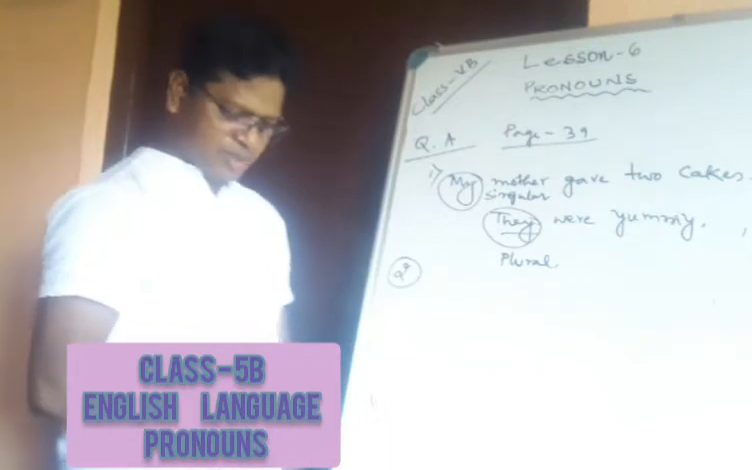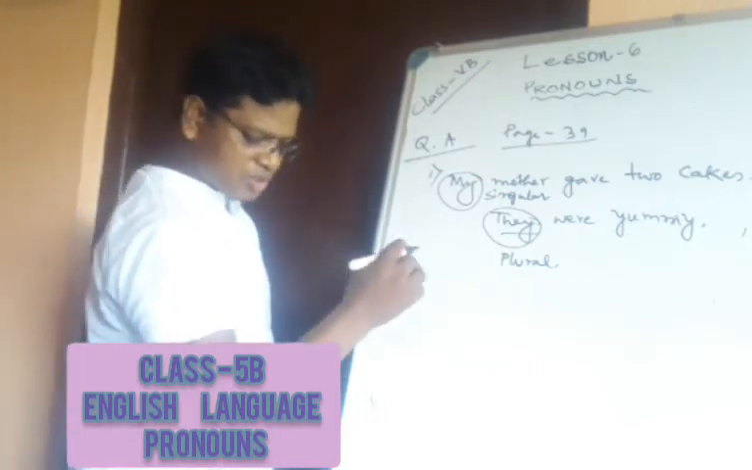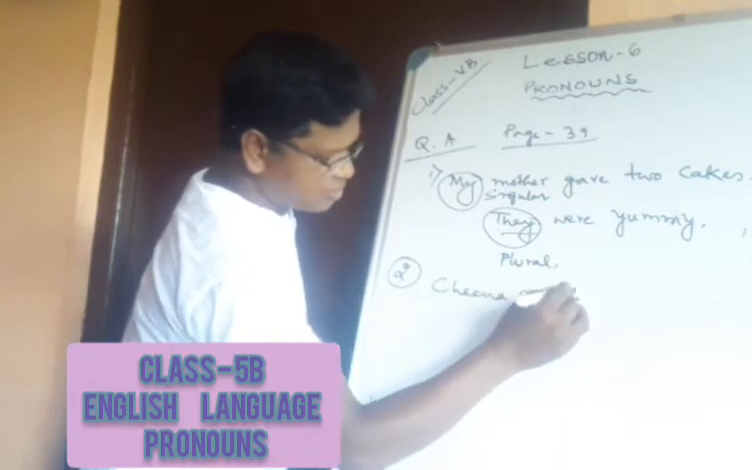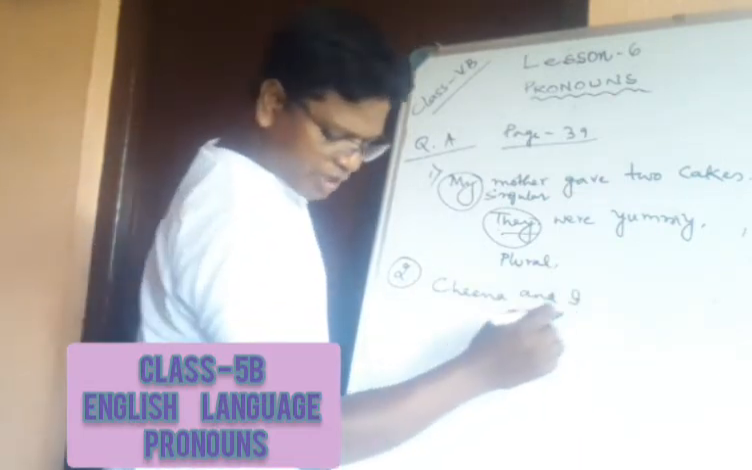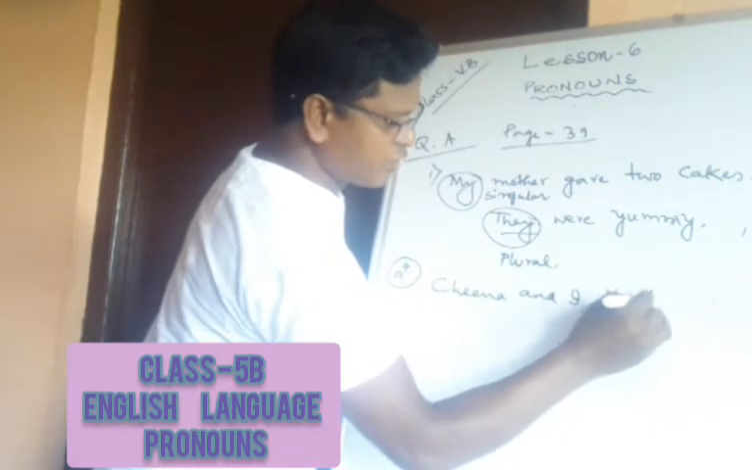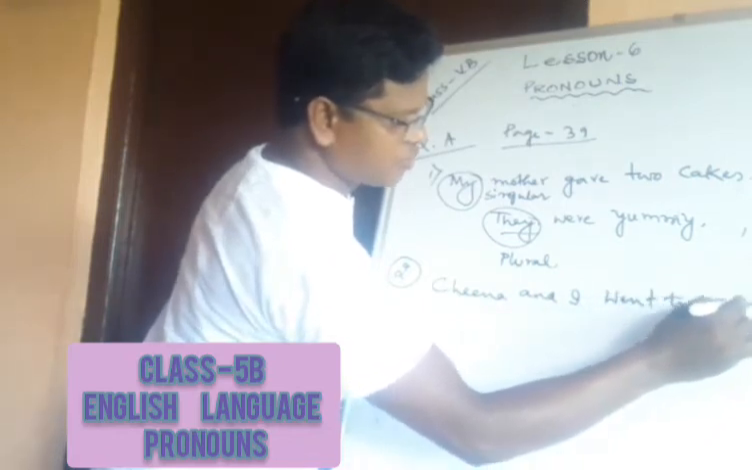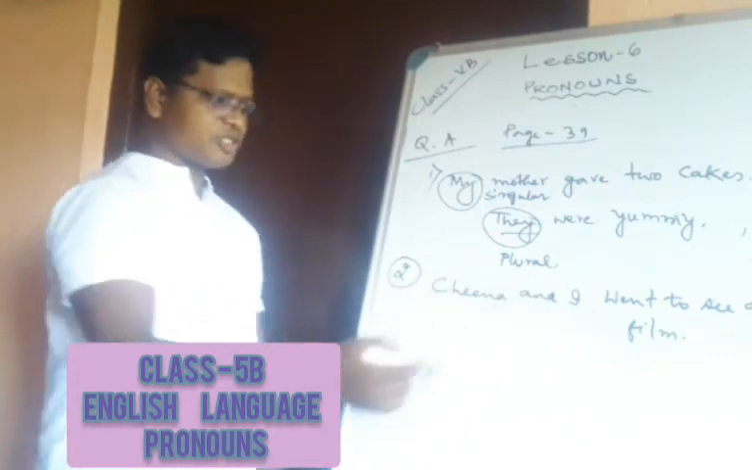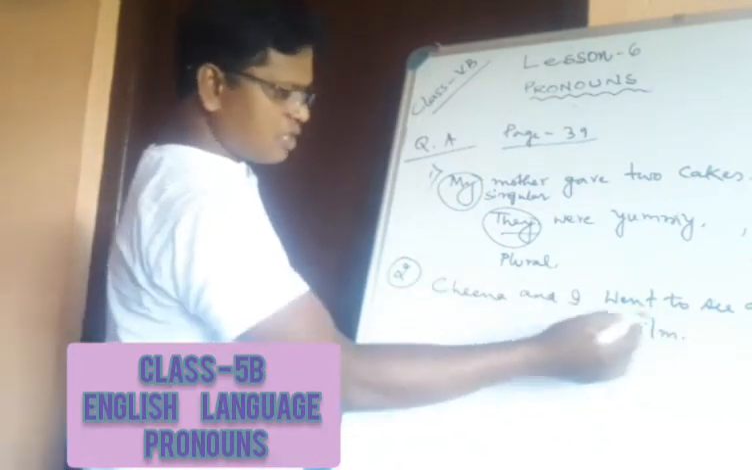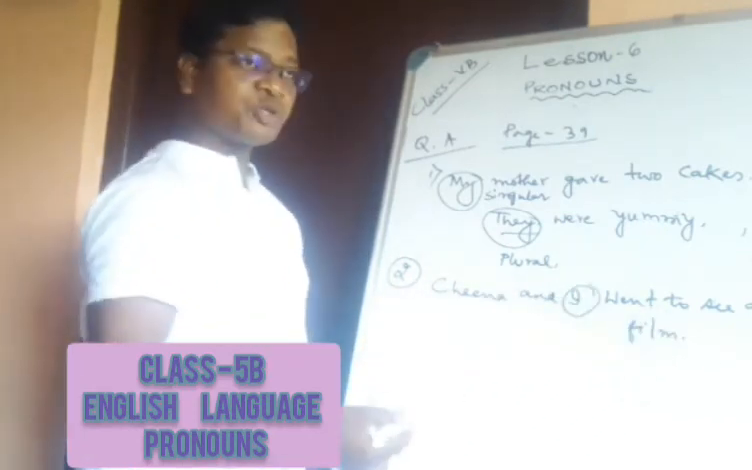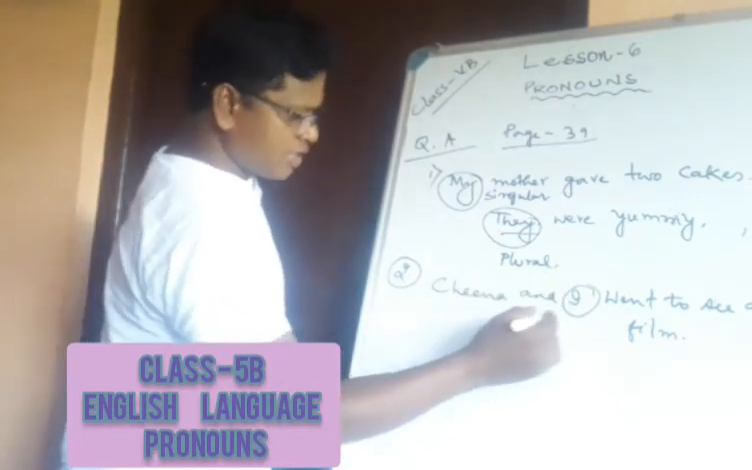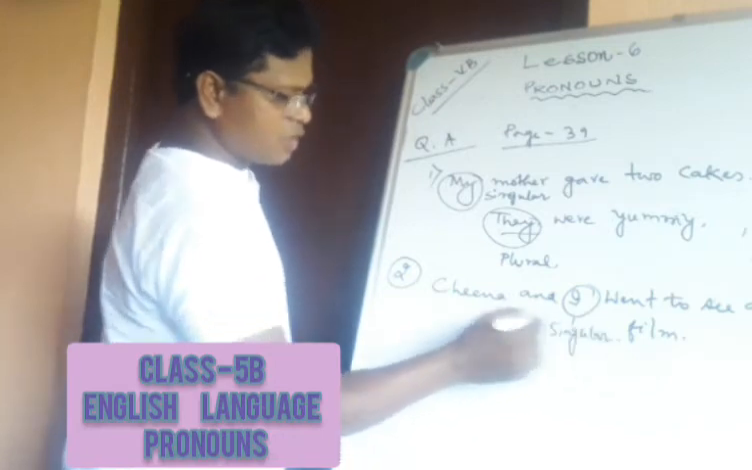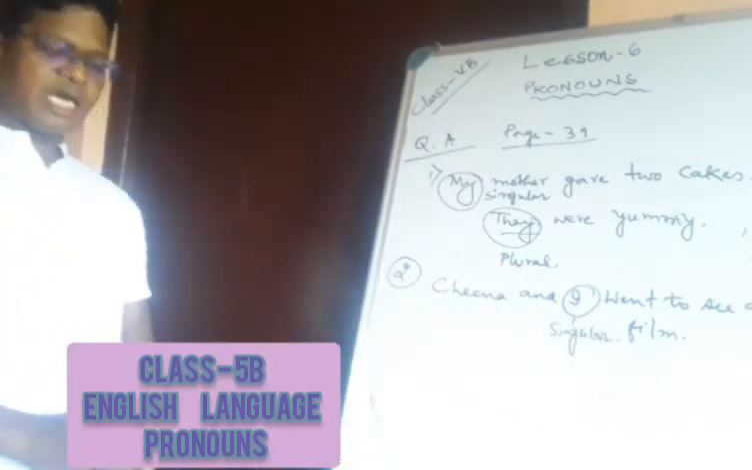You are going to write the sentence. Here it is: Sheena and I went to see a film. This sentence also you have to identify. Sheena, here only "I" is there. So what you have to do? Circle it and write whether it is singular. This is how you are going to do the exercise.